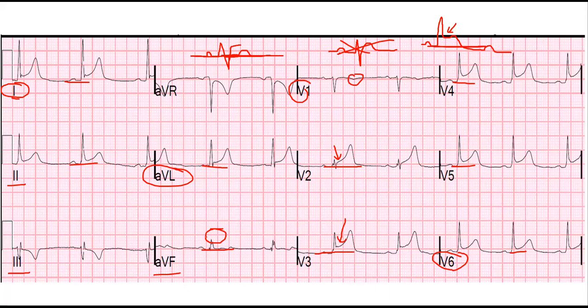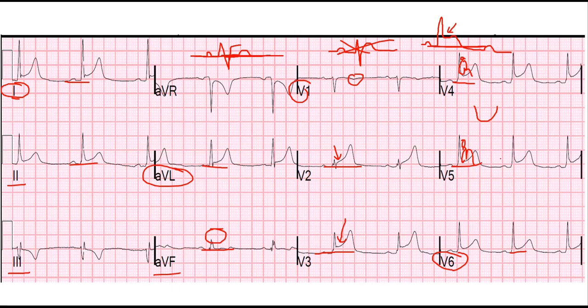And when you get a global ST elevation in almost every lead, that is not acute myocardial infarction. That is most of the time acute pericarditis. Okay? And in acute pericarditis, the ST elevation has a characteristic pattern. It's called concavity upwards. You can see that it looks like you can sit on this ST elevation, right? So it looks like a chair. So this concavity upwards ST elevation, and it is everywhere, that's pericarditis.